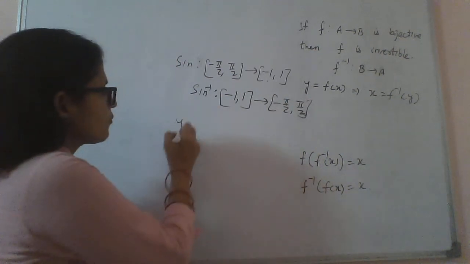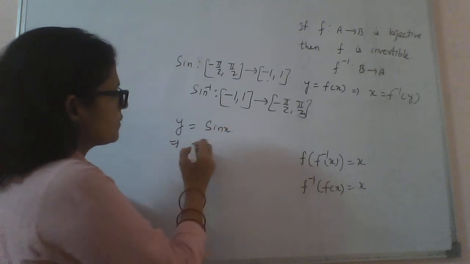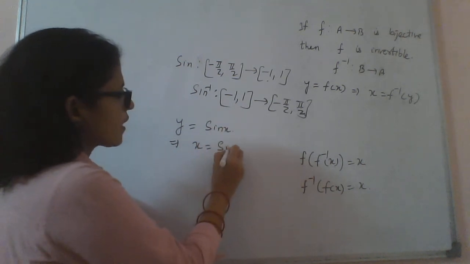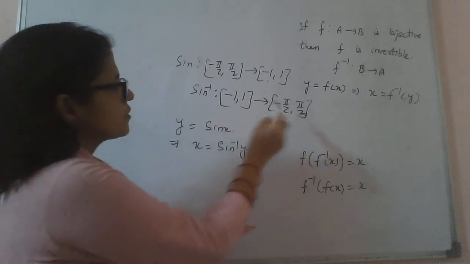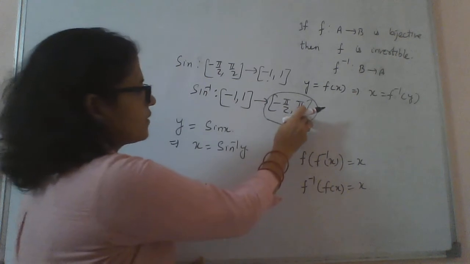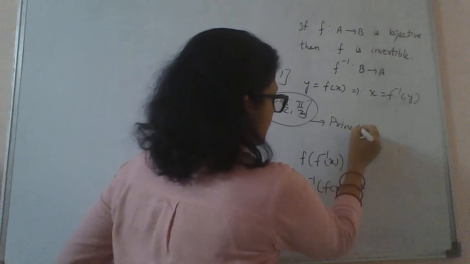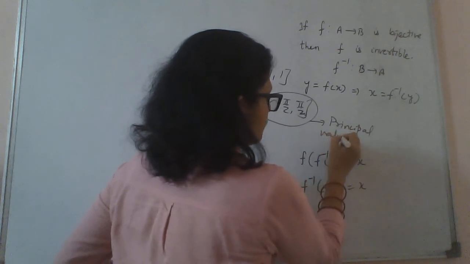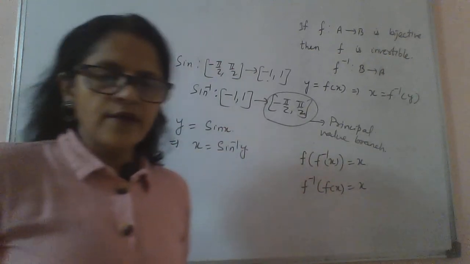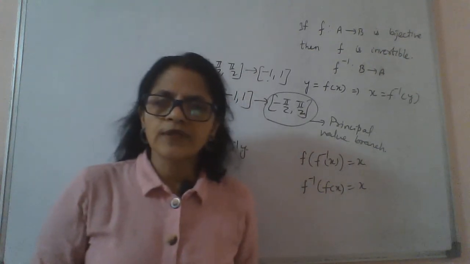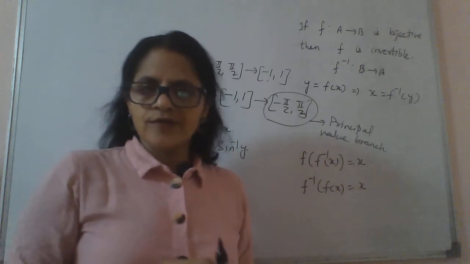And also whenever we write y equal to sine x, it implies x equal to sine inverse y. Okay, so this interval is called the principal value branch of sine inverse, because within this branch sine inverse is existing.